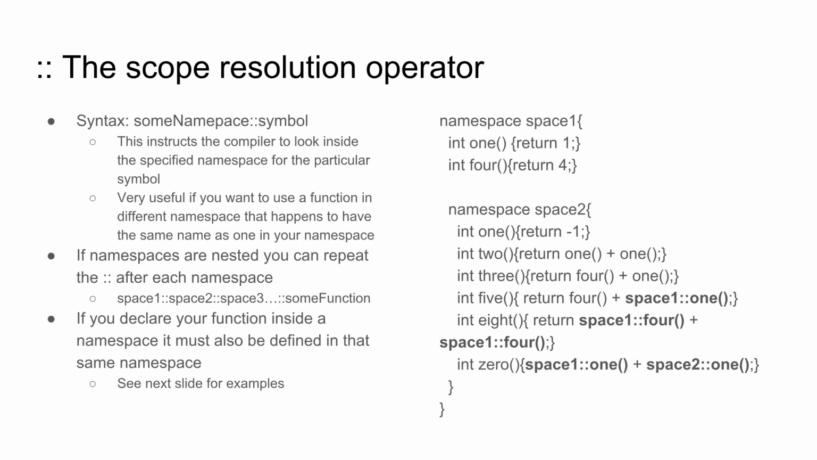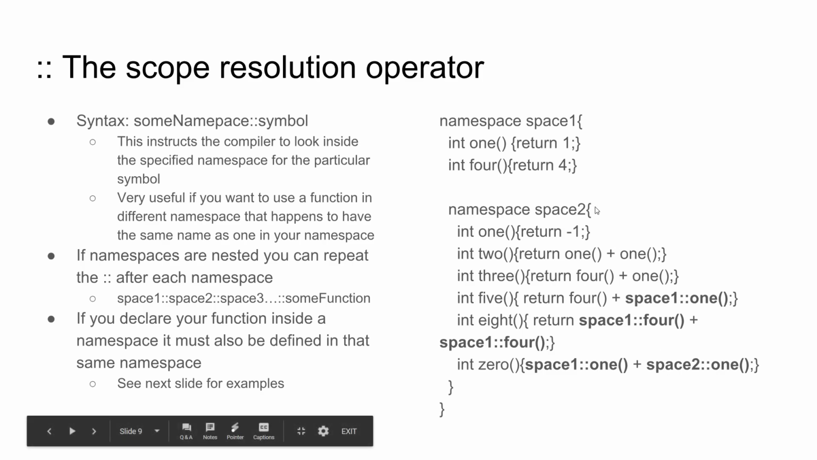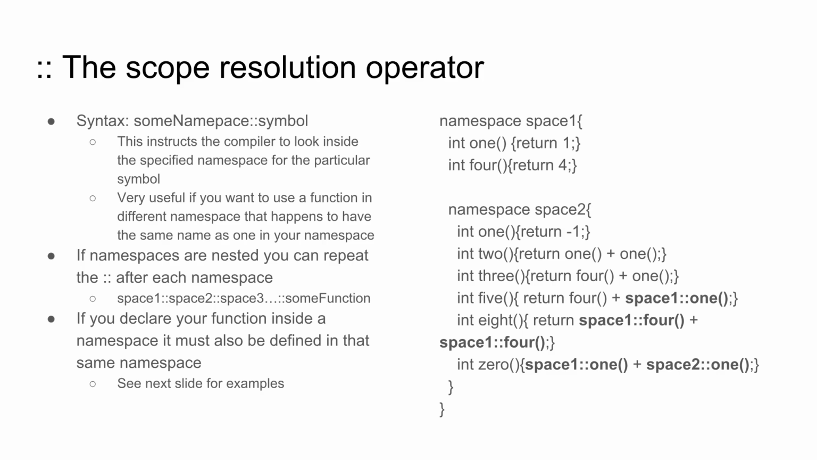How would you know? How do you know which namespace you're in? One is you can look over here and see if you're enclosed inside any namespace. That tells you which namespace you're in. You start inside the most nested one, wherever you happen to be. For example, this 1 and this 4 are both inside space 1. 1, 2, 3, 5, 8, and 0 are all inside space 1, : space 2.